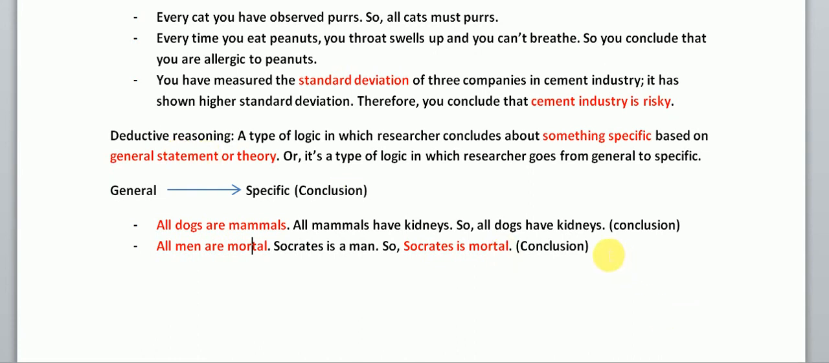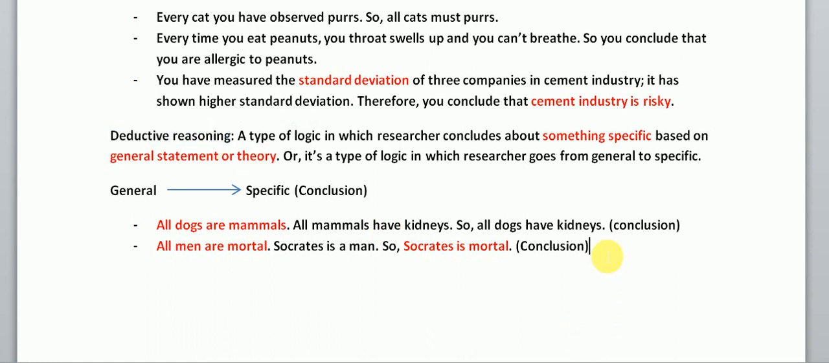Dear students, keep in mind, if you try to conduct a research and there is nothing about it in the literature, if the literature is not available, or if there is no general idea, general theory or general proposition, then you cannot conduct deductive research or deductive reasoning. Deductive reasoning only works if literature is available, if there are theories, ideas, or some general statements or general propositions.